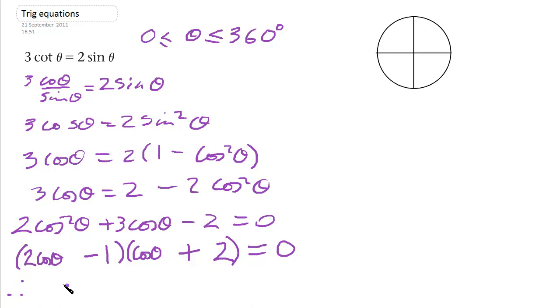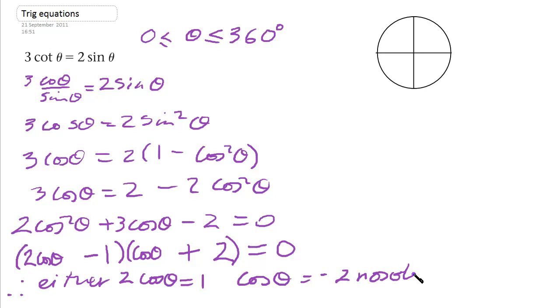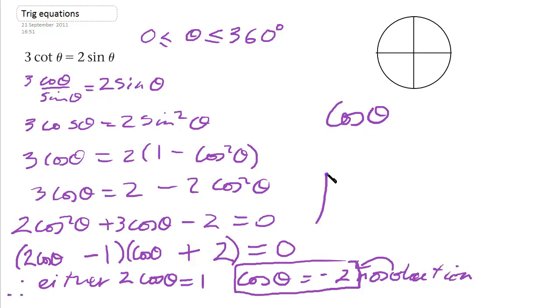So therefore, either 2 cos theta equals 1, that makes all of this bracket 0, or cos theta equals minus 2. Well, this has no solutions. So there's no solutions to cos theta equals minus 2. So therefore, we're going to have to solve 2 cos theta equals 1. That therefore means cos theta equals a half.